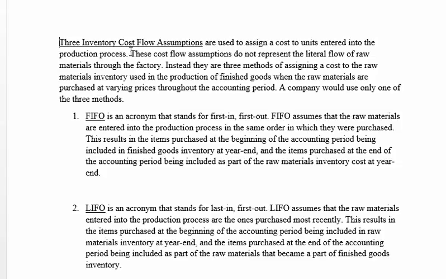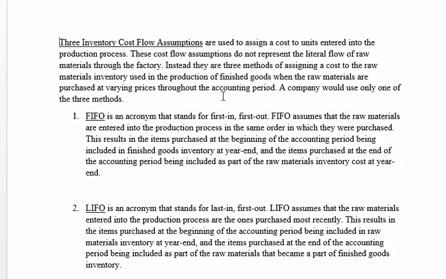the production process. That's raw materials units. These cost flow assumptions don't represent the literal flow of raw materials through the factory. Instead, there are 3 methods of assigning a cost to the raw materials inventory used in the production of finished goods when raw materials are purchased at varying prices throughout the accounting period.